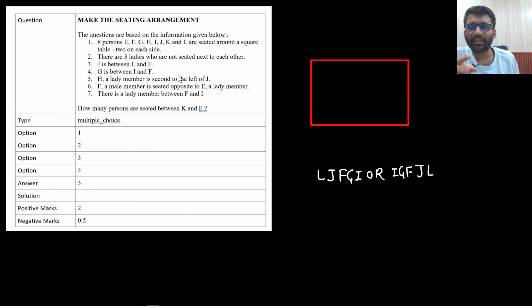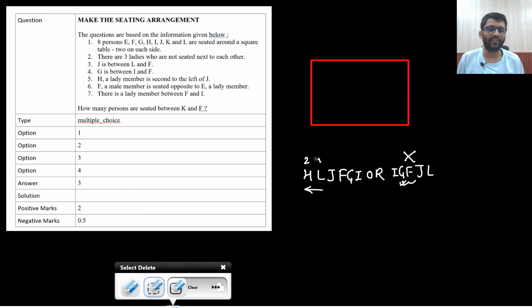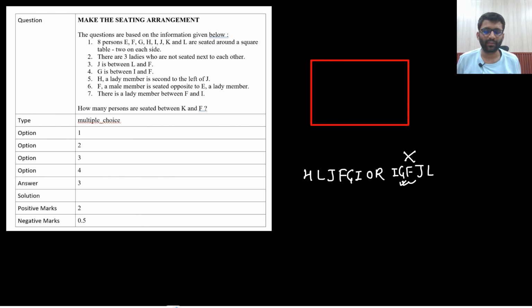H is a lady member which is second to the left of J. Second to the left of J is H. If I come here, second to the left of J, this is the left of J, and second to the left of J is G here. So this is not possible, right? Because second to the left of J is H. Left of J is this, and this is first and this is second. Second to the left of J is H, which is a lady member. So here this is a lady member.